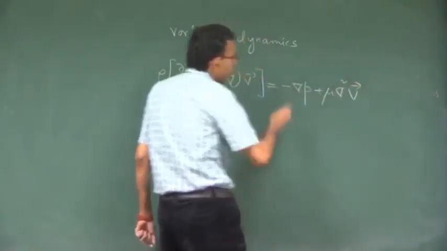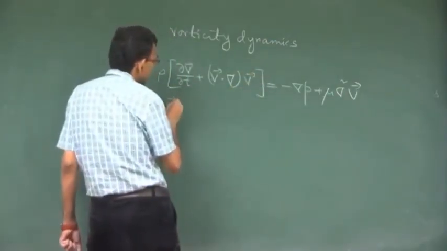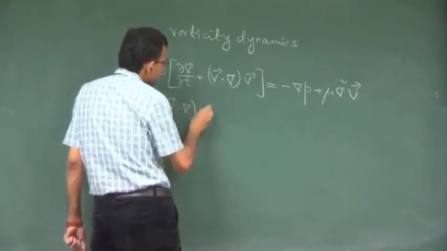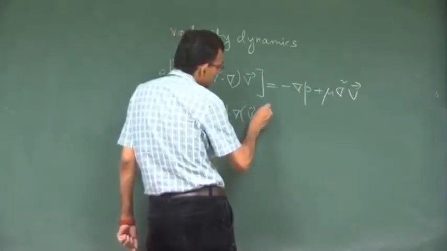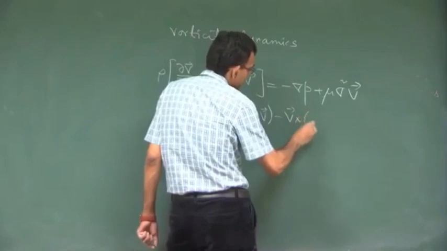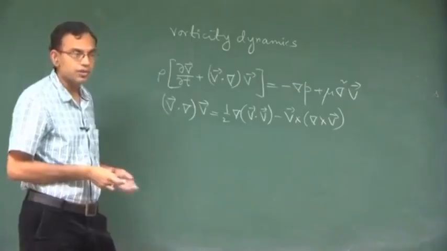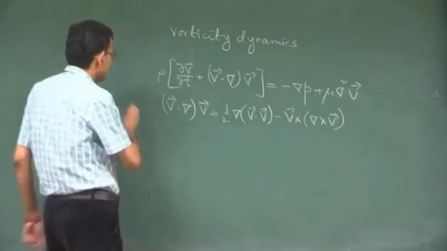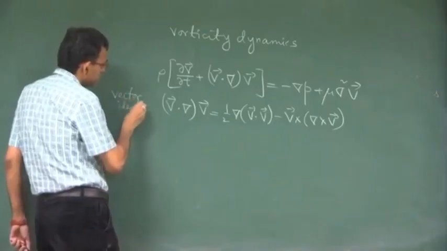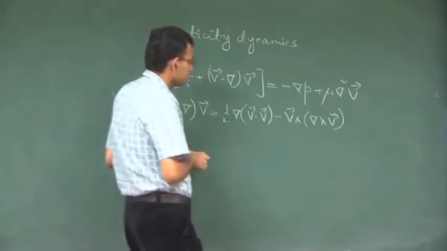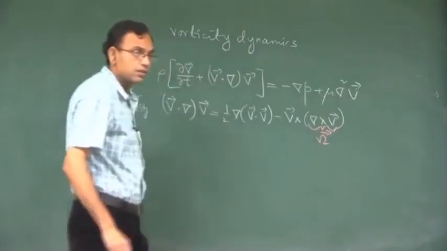Assuming that whatever assumptions go behind these are valid, we will write, use this vector identity. If you recall, we use this vector identity while deriving the Bernoulli's equation. So, this is a vector identity. And this is nothing but the vorticity vector omega.